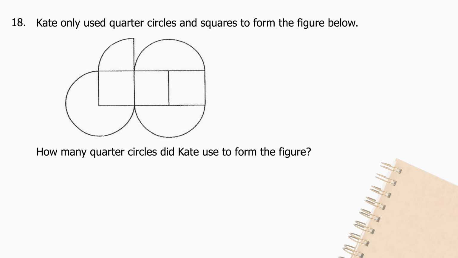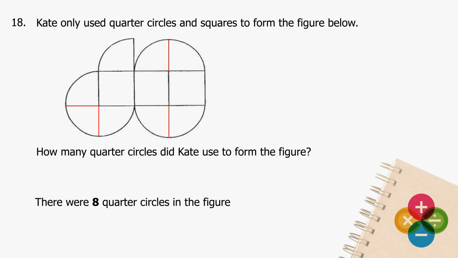Question 18. Kate only used quarter circles and squares to form the figure below. How many quarter circles did Kate use to form the figure? There were 8 quarter circles in the figure.